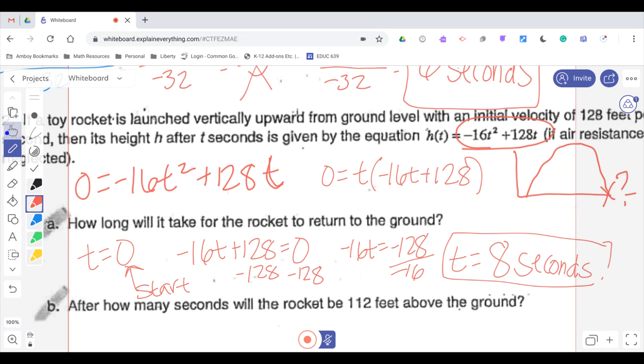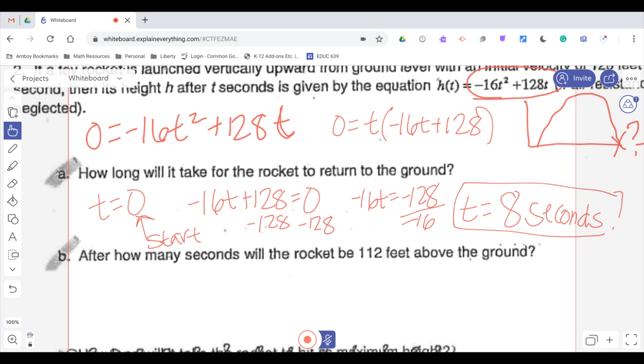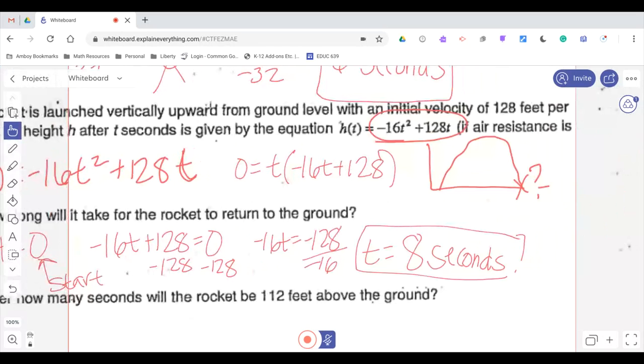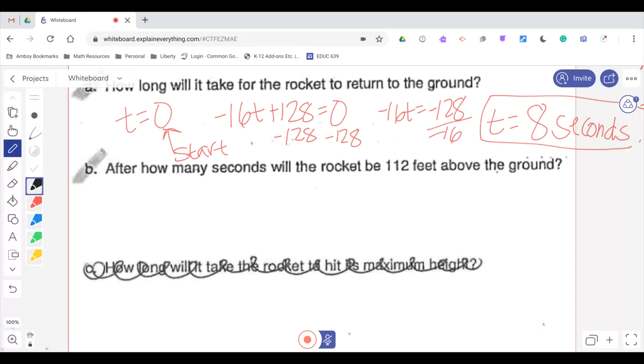Okay. Let's look at question B. After how many seconds will the rocket be 112 feet above the ground? Okay. This is a little bit different question. So we are still going to be able to use that quadratic formula, but now I'm looking for, okay, when did it hit 112 feet? So I have to change something about my equation here. I want to know, when did my equation or my rocket hit or equal 112 feet?